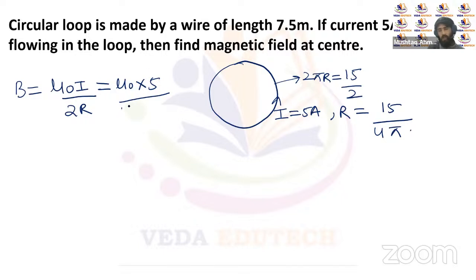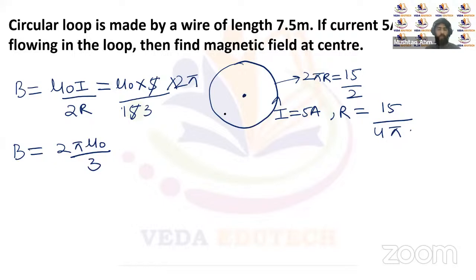2 times r is 15 upon 2 pi. So the final answer will be equal to 2 pi mu naught upon 3. This will be the final magnetic field at the center of this loop, so at the center of a loop of this wire the magnetic field is 2 pi mu naught upon 3. This will be the total magnetic field at the center of this loop.